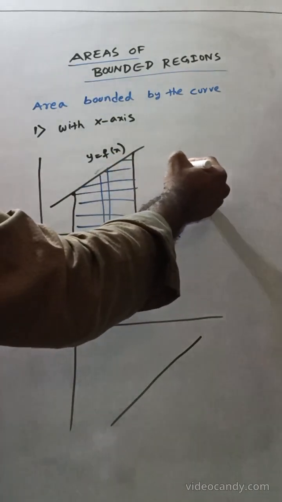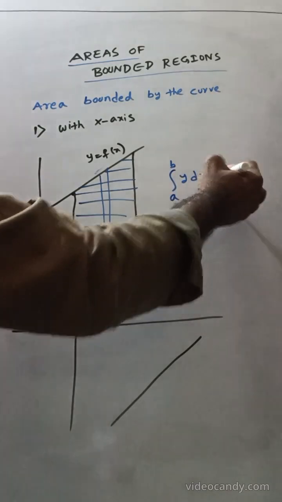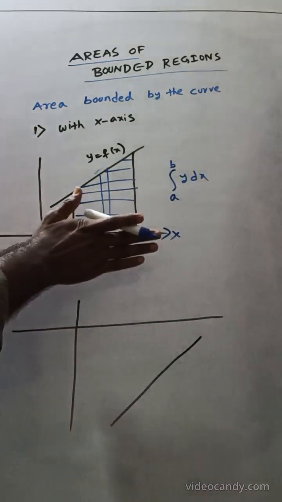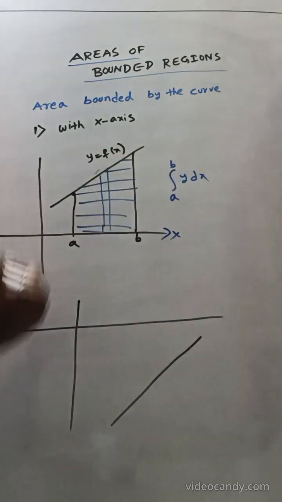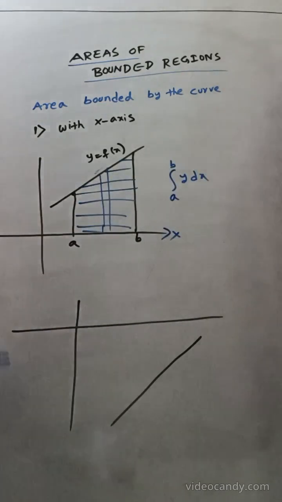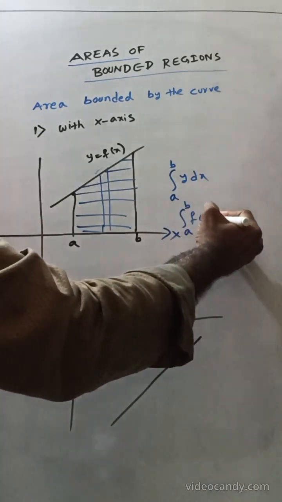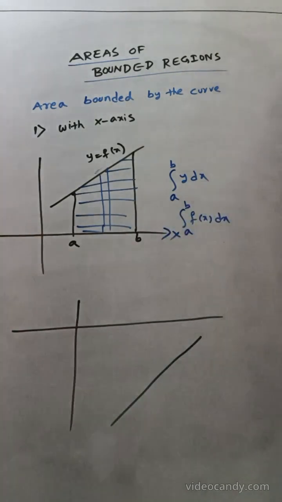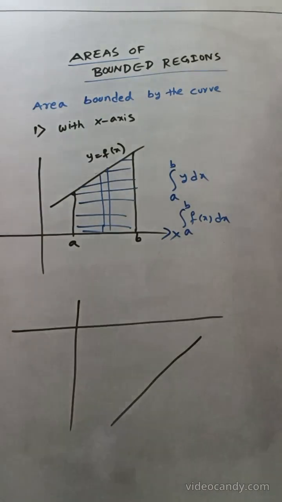So whatever the answer is, integration from a to b of y dx. You are taking the values on the x-axis, so this is y into dx. So we are taking the values on the x-axis, so take dx. Easy to understand. And what will come? That is integration a to b f of x dx is the area. So this is about the first part, when the curve is above the x-axis, that is the positive side of the x-axis.